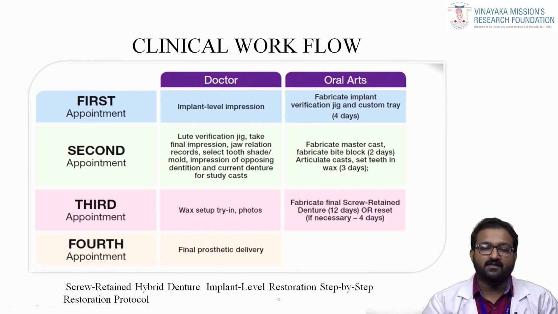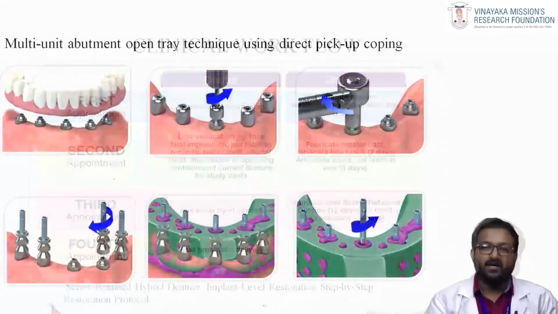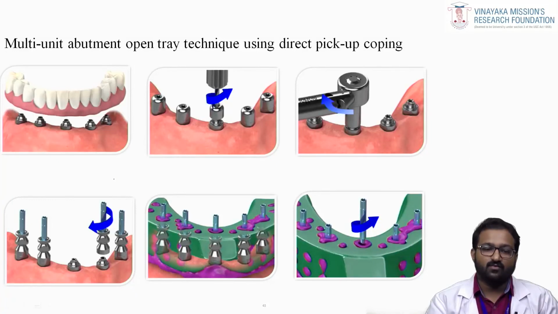And then once you send the bite registration and the final impression, the lab will fabricate a master cast, and then they will give a metal framework, and then they will do the wax teeth setting. In the third appointment you will be trying the wax trial, okay, and then send it to the lab. They will fabricate the prosthesis, and then you have to deliver the final prosthesis in your fourth appointment. So, I will be showing you the procedures one by one.